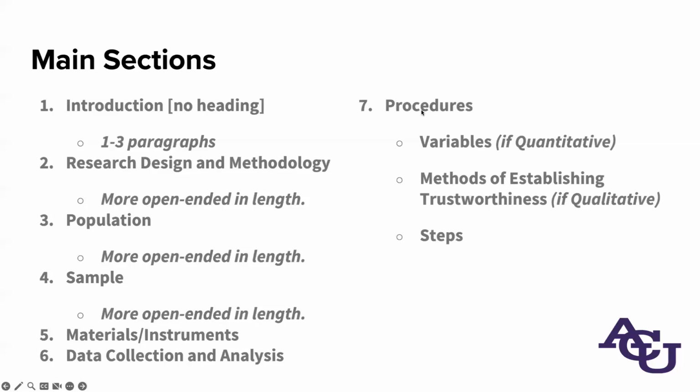Now, the procedures section, the procedures is where you go into some more detail about how you are making sense of that data. So, for example, if you have a survey or some sort of measurement that's taking place, what is that tracking? So if you're doing quantitative research, you would have a number of variables. They could be independent variables or dependent variables. And if you're doing qualitative research, you want to describe in this section what methods you're using to establish trustworthiness.